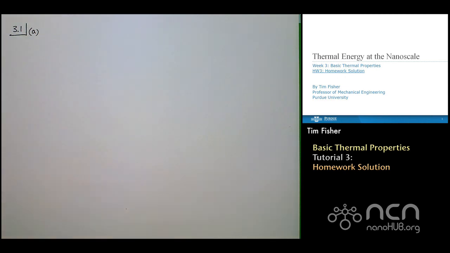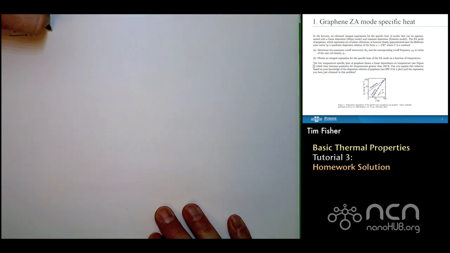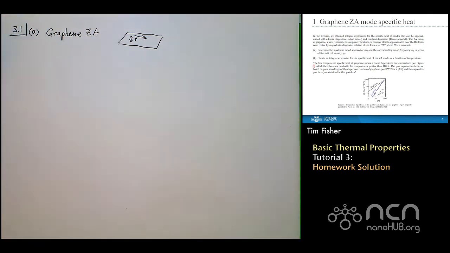All right, so we're now going to solve the first problem of week 3 from homework. And the way to do this, we're talking about the graphene ZA mode. This mode is usually called a flexural mode. So if I take graphene, which is a 2D material, and I think about waves that would be going up and down like this and moving through the material in that direction, that's the ZA mode. So it's unique to 2D materials, and in graphene it's actually quite important.